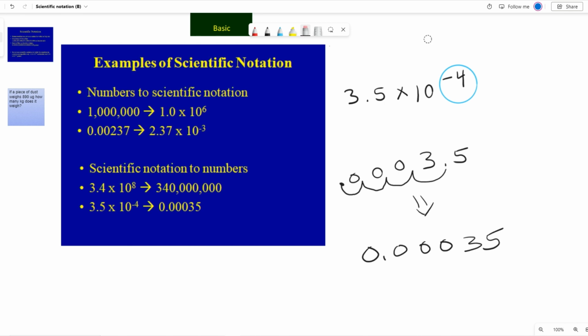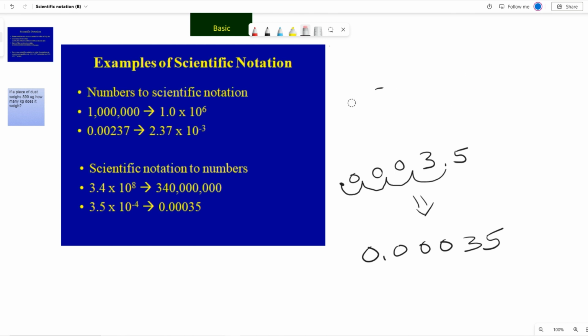The most important thing that you need to be aware of is whether the exponent is positive or negative. That determines whether the number is going to get larger or smaller. If you have a negative exponent, that means the number you have out in front has to get smaller. And if it's positive, then the number that you have out in front has to get bigger.